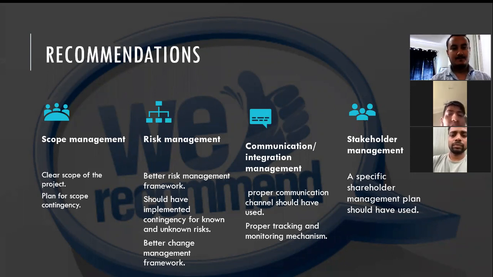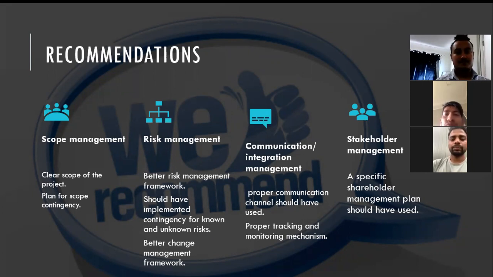Here are recommendations for how the project could have been successful without failure. For scope management, a clear scope of the project should be defined in the initial phase, and there should be a plan for scope contingency, because there is a huge risk of scope creep. And for risk management, a better risk management framework can be implemented.